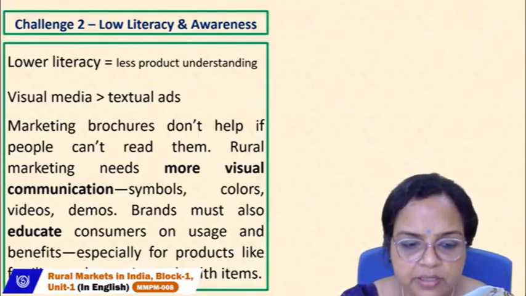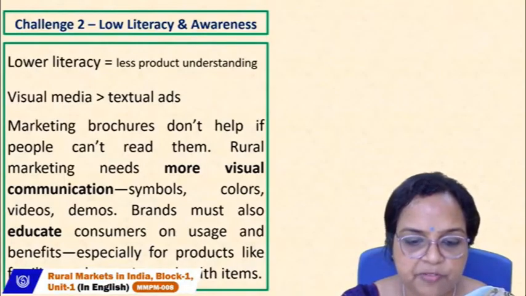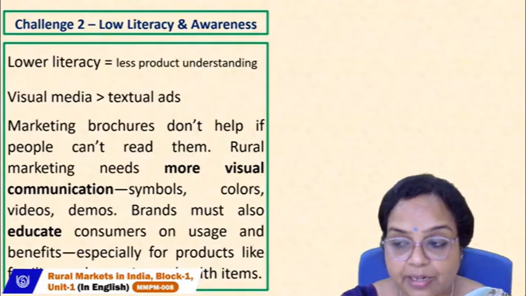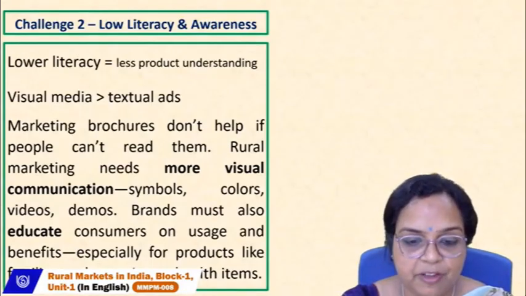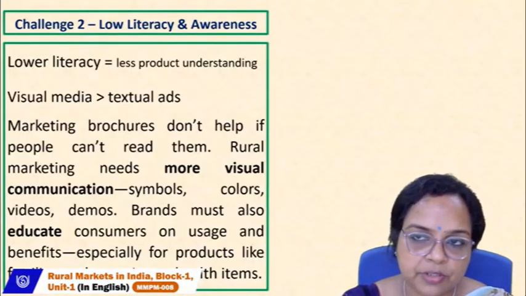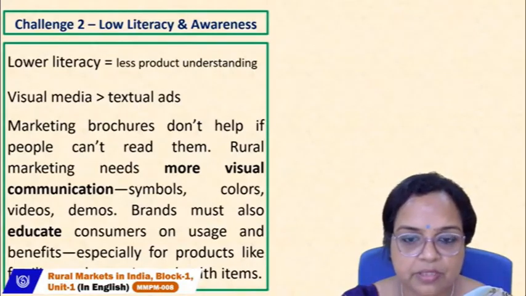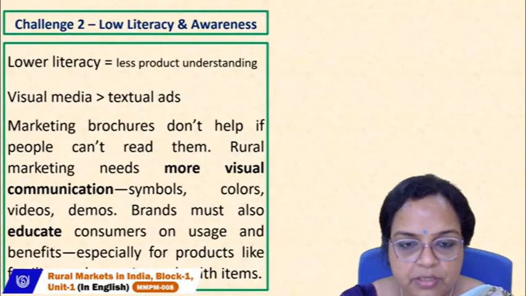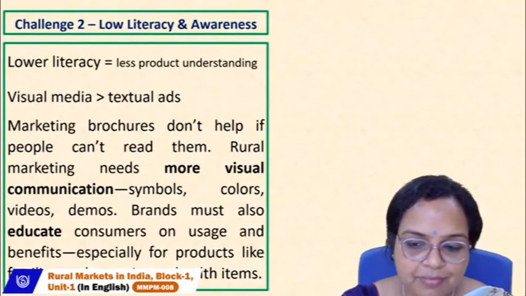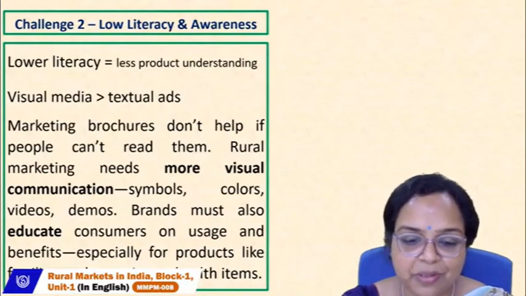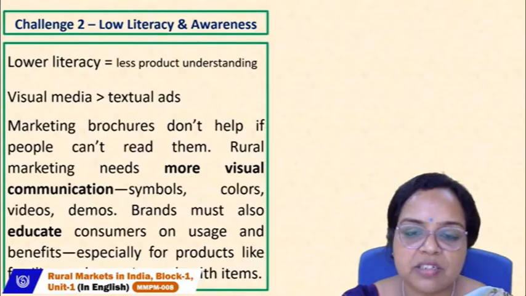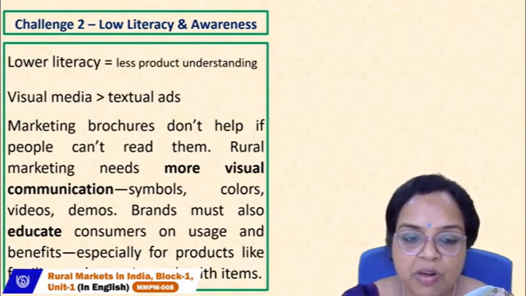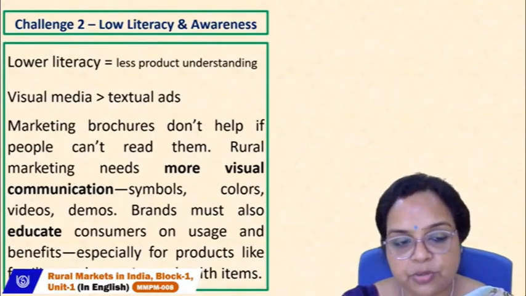Brands must also educate consumers on uses and benefits, especially for products like fertilizers, electronics, and health items. These kinds of products need proper education to use them. If you are buying a fridge, and your shopkeeper has not told you to switch off the connection while there is difficult weather outside, and you are not aware of this, ultimately you are going to bear the loss. This is called customer education about the product, because they do not have a sufficient educational background. They will not understand the text of your brochure. So marketers have to take care of more colorful, visual communication.